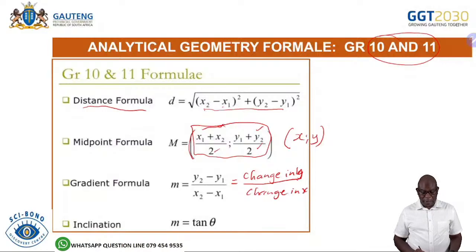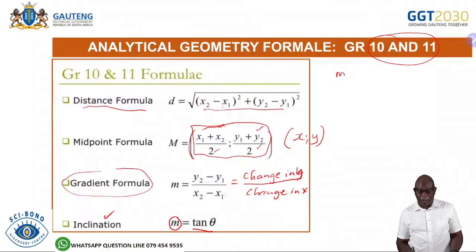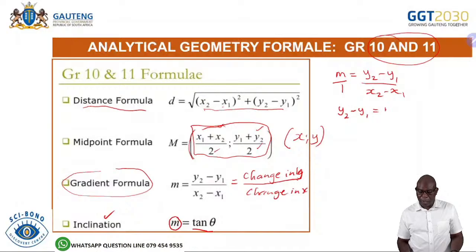Now the last one is the gradient, which is equal to the tangent. That's where we need to find the inclination of the line. You can see that I've missed out one formula, which is the straight line formula. But the straight line formula comes from the gradient formula. So in other words, we can create a straight line formula by using the gradient formula. If I take this gradient formula, m equals y2 minus y1 all over x2 minus x1, and cross multiply, then I'm going to get y2 minus y1 equals m into x2 minus x1.